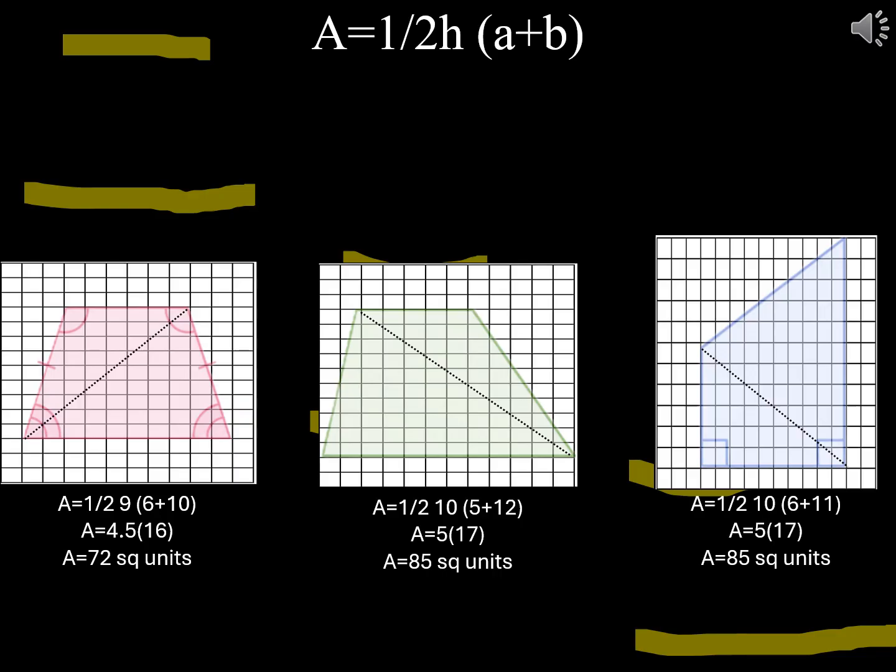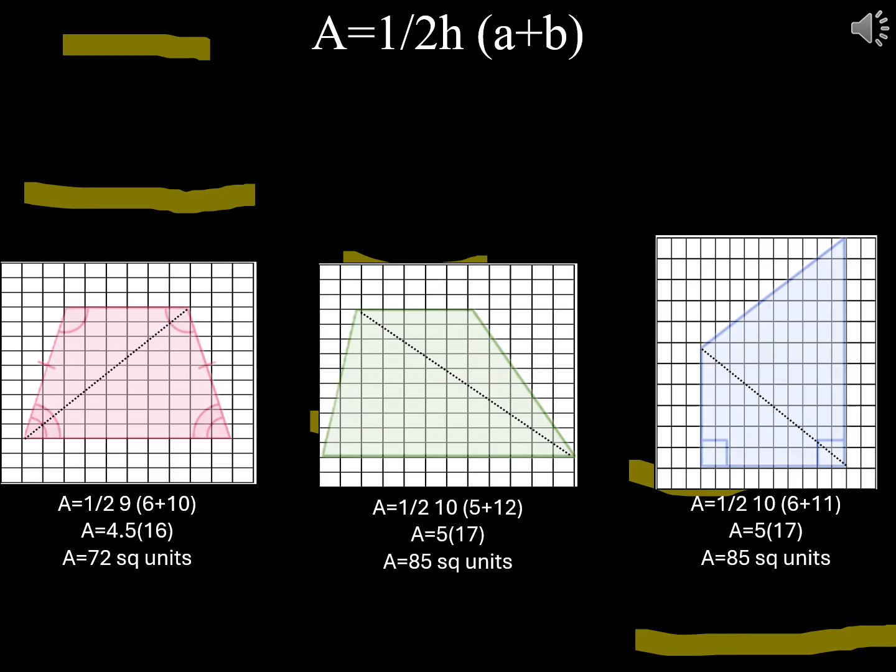Our next trapezoid, let's go ahead and count on this one as well. Our first base is 5. Our second base is 12. And the height of this one is 10. So when we create the equation, we get half of 10 times 5 plus 12. When we simplify that, we've got 5 times 17, which gives us 85 square units.